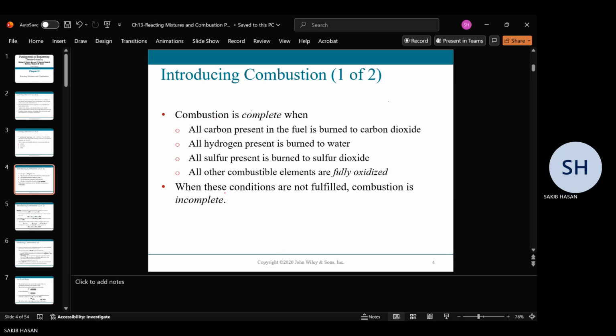The reason why this matters is because in our daily lives, this is usually what is happening. We usually don't get a complete reaction. So it is important for us to study incomplete combustions because it allows us to know how much energy we're actually getting out of our combustion reactions.